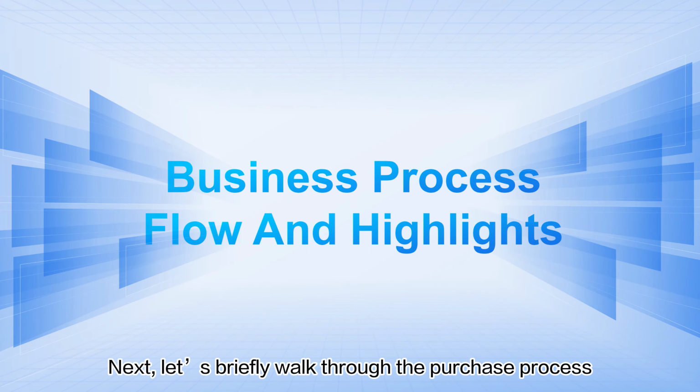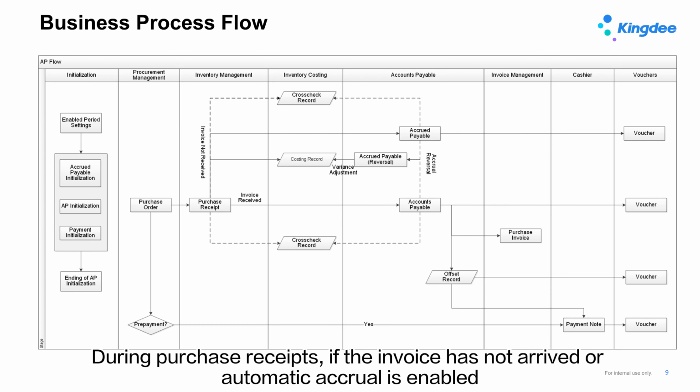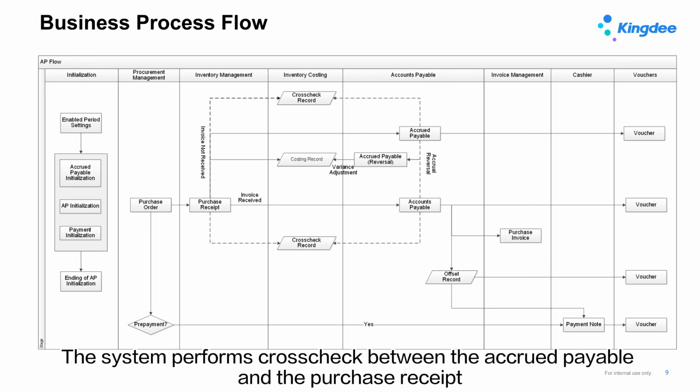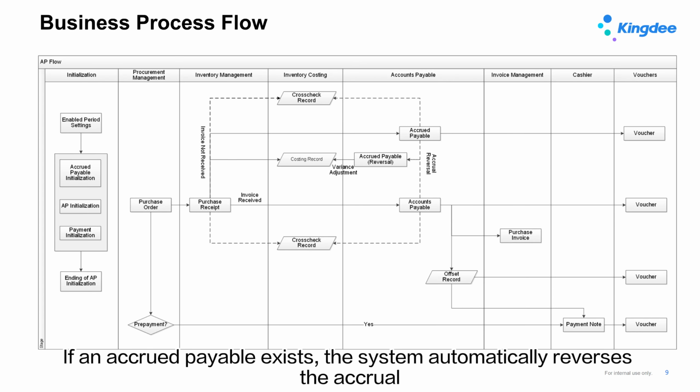Next, let's briefly walk through the purchase process. During purchase receipts, if the invoice has not arrived or automatic accrual is enabled, the system generates an accrued payable document. The system performs cross-check between the accrued payable and the purchase receipt. Once the invoice is received, the purchase receipt document is converted to an accounts payable document. If an accrued payable exists, the system automatically reverses the accrual.